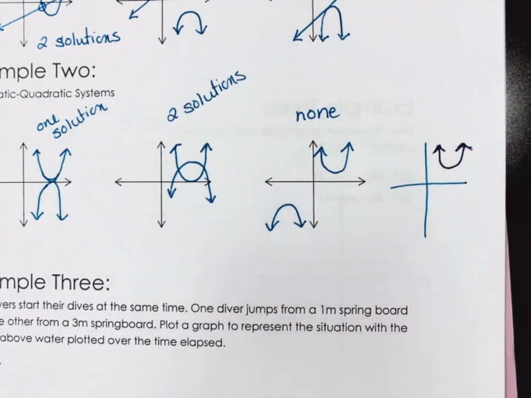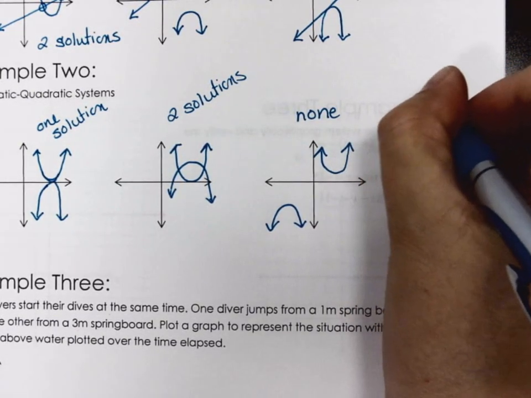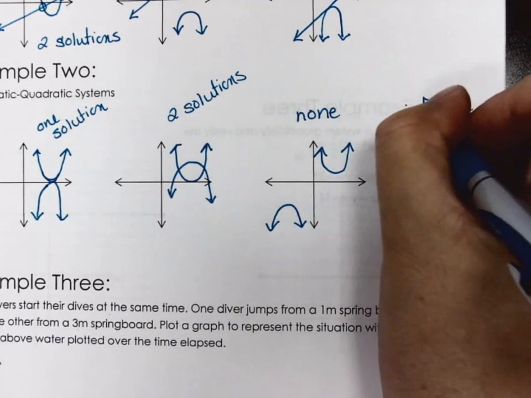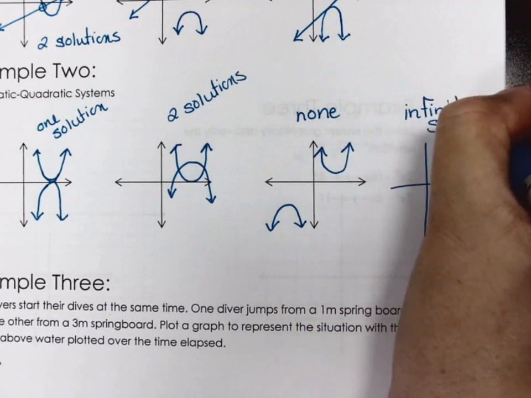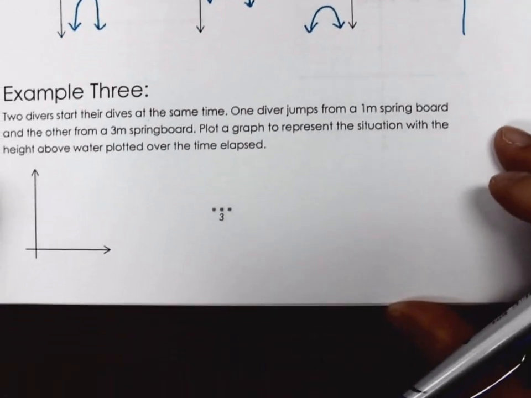What if they lay right on top of each other? How many are those? One? Infinite. Because every point would match. All right. Don't you feel smart? Okay, there you go. I like when we feel smart.